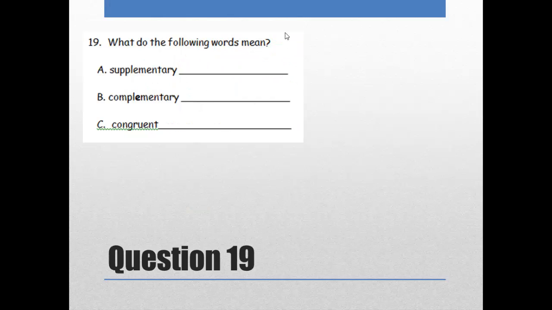Number 19, what do the following words mean? I hope everybody knows what they mean. I'm sure you guys do. Supplementary, we know means has a sum of 180. Complementary has a sum of 90. And congruent means, you could say, equal measure. I know you guys know those words.